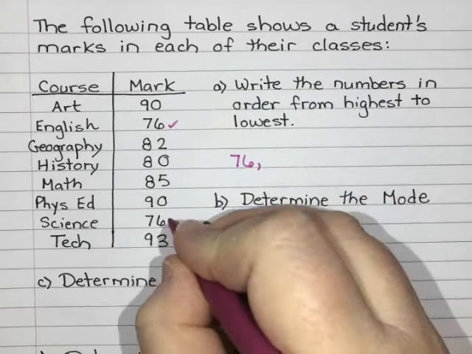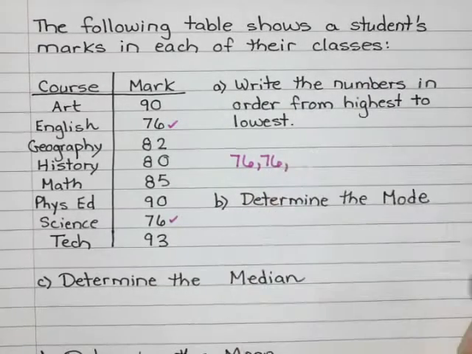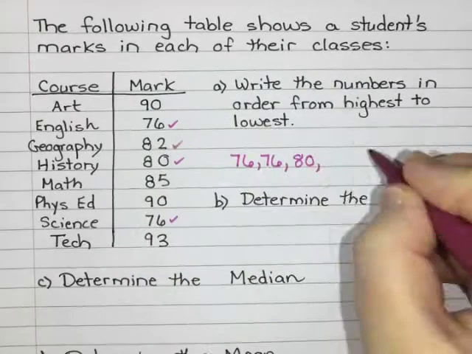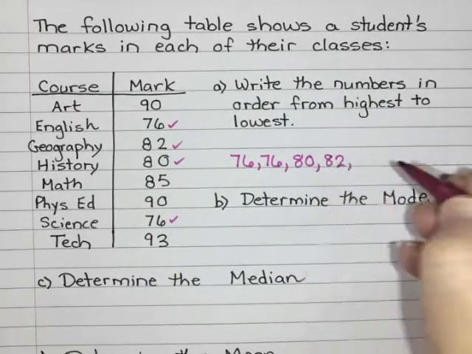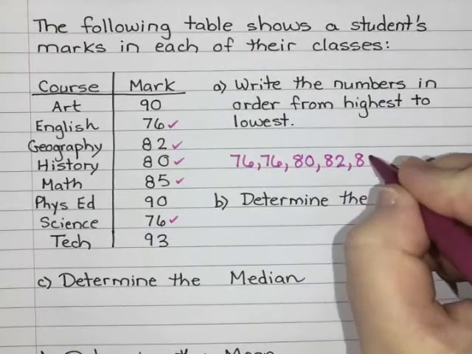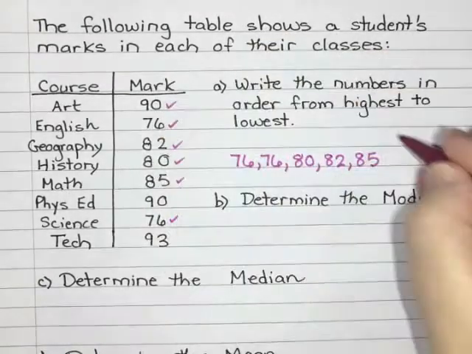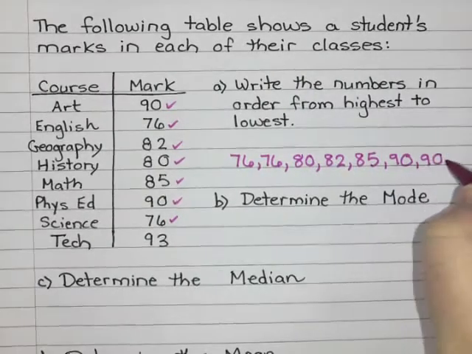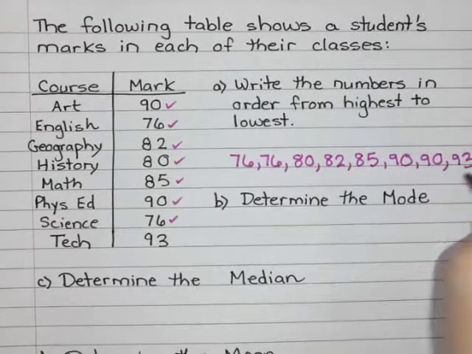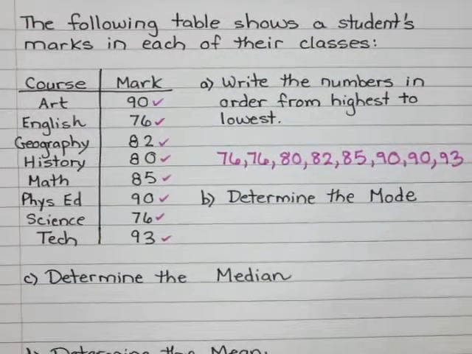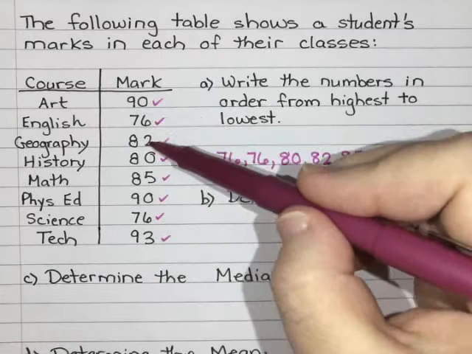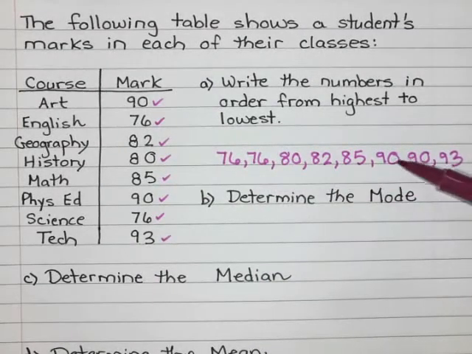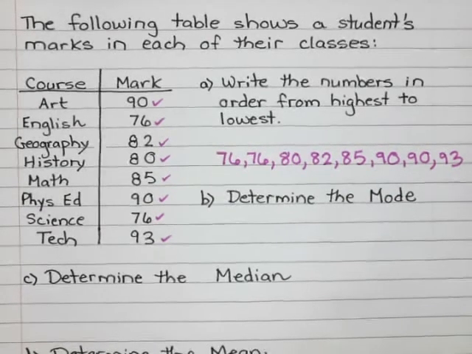And then there's a second 76. There's an 80. And then an 82. There's 85. Then there's a 90. There's another 90. And a 93. So it is always a good idea to just count. I started with 1, 2, 3, 4, 5, 6, 7, 8 numbers. I have 1, 2, 3, 4, 5, 6, 7, 8 numbers just to make sure they're all there.